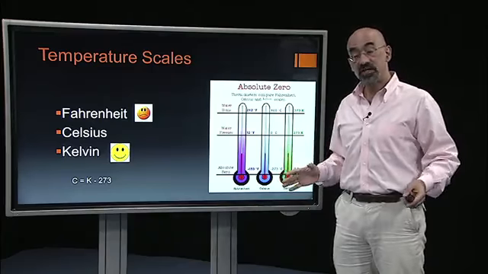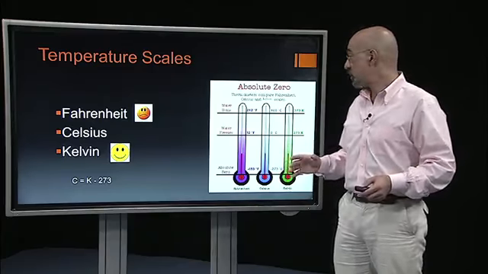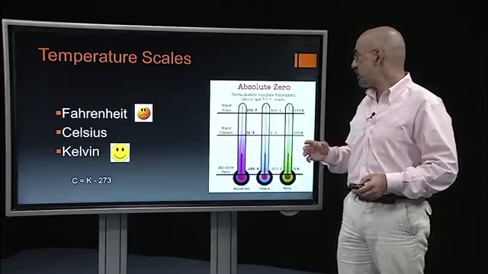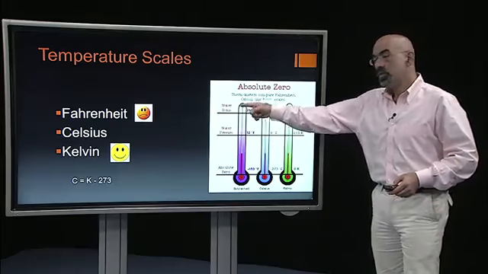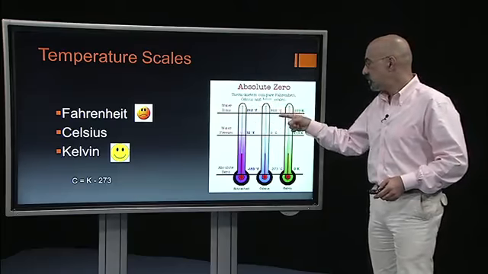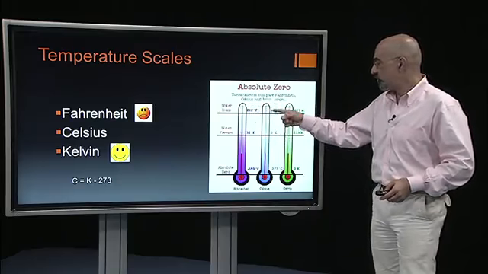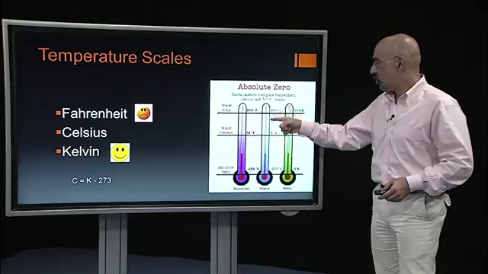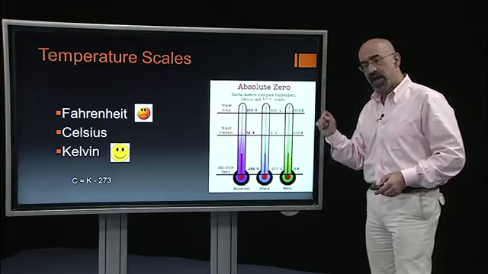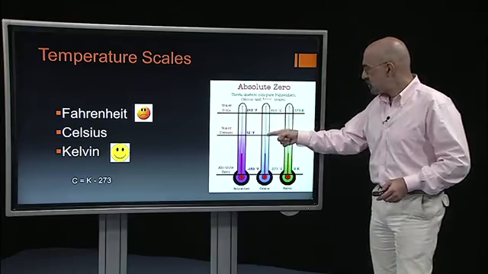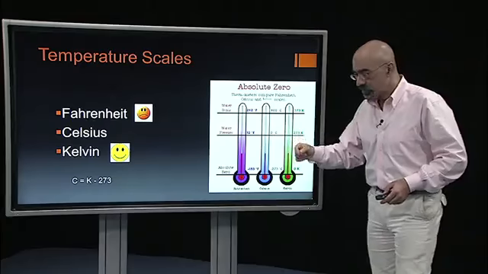In much of the rest of the world, people use the Celsius scale. The Celsius scale has the advantage of water freezing at zero, boiling at 100 degrees. So we have a nice factor of 100 over which water exists as a liquid. As we think about habitability in planets, this is an interesting range to think about.